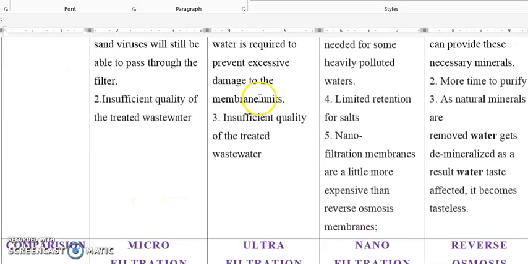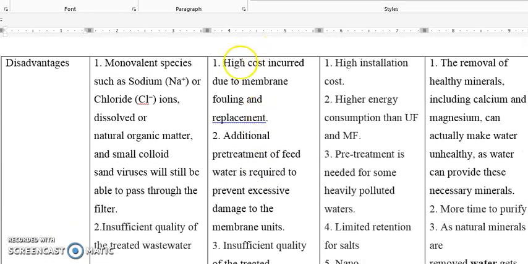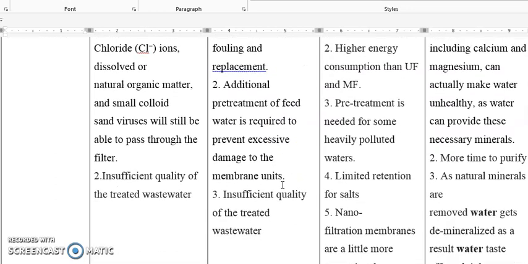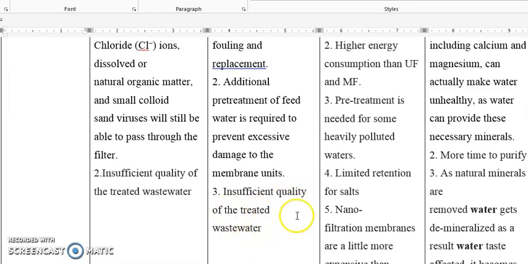And second one, ultrafiltration, what are the disadvantages? The cost is high due to the membrane fouling and replacement. We will see what is membrane fouling, that is degradation of the membrane. We will see that later. So high cost because of the membrane fouling. Pre-treatment of feed water is required, that will again increase the cost. And then insufficient quality of the treated wastewater.